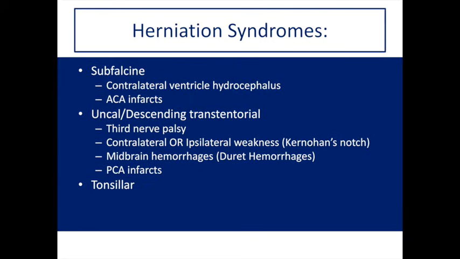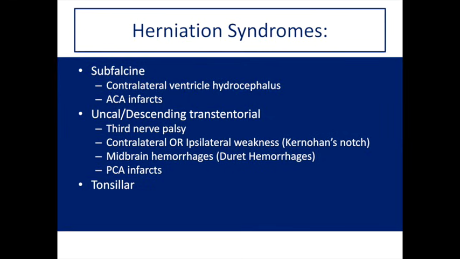However, the contralateral cerebral peduncles can also be pushed against the tentorium on the other side. So you can often get ipsilateral weakness, referred to as the false localizing sign or Kernohan's notch. Other complications of descending transtentorial herniation include hemorrhage in the midbrain, known as Duret hemorrhages, and PCA infarcts. The posterior cerebral arteries run here as well.